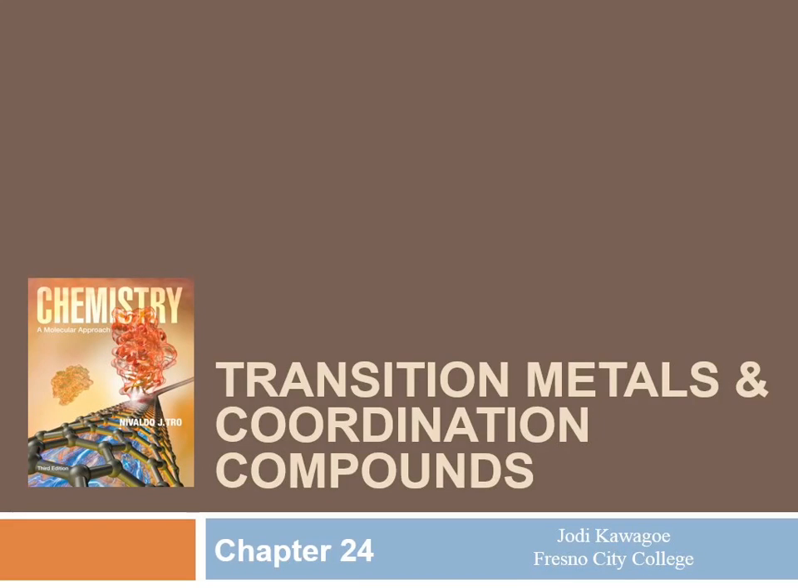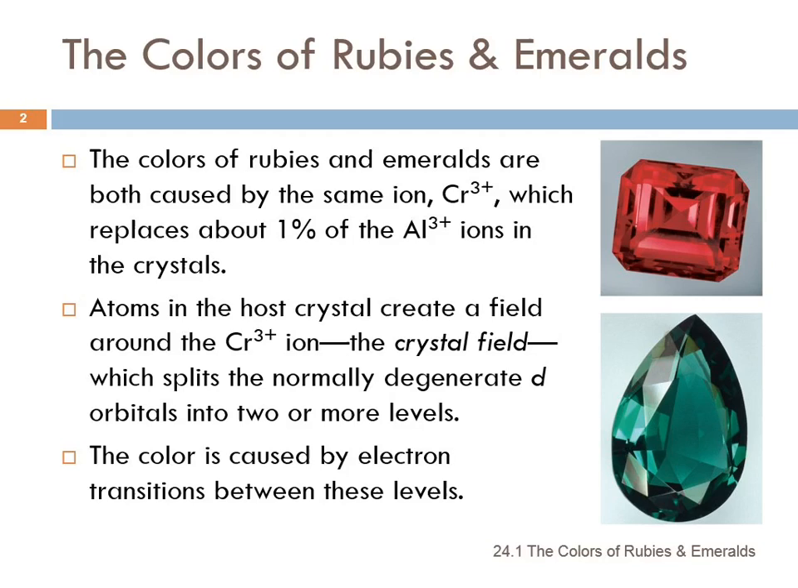Chapter 24, Transition Metals and Coordination Compounds. The colors of rubies and emeralds. Yeah, beautiful, beautiful stones. Here's a ruby and an emerald. Rubies are red, emeralds are green.